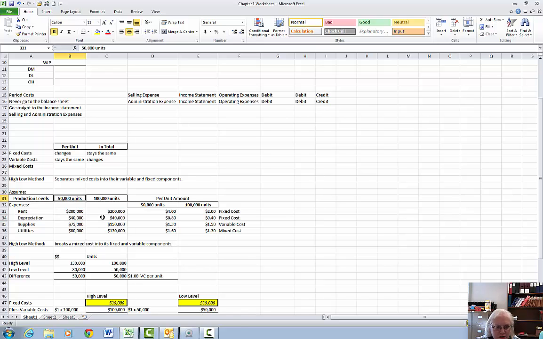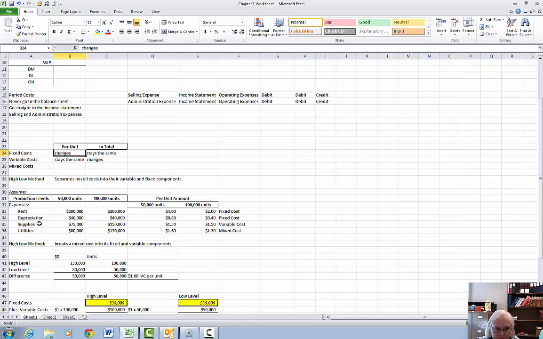If it's 50,000 units, $40,000. If it's 100,000 units, stays the same in total, so it's a fixed cost. So if I take the 40,000 divided by 50,000 units, that's going to give me 80 cents per unit. And if I take $40,000 and divide it by 100,000 units, that's going to give me 40 cents per unit. So you notice that it is not a true variable because it stayed the same. It is a true fixed because it changed on a per unit basis based on the number of units.